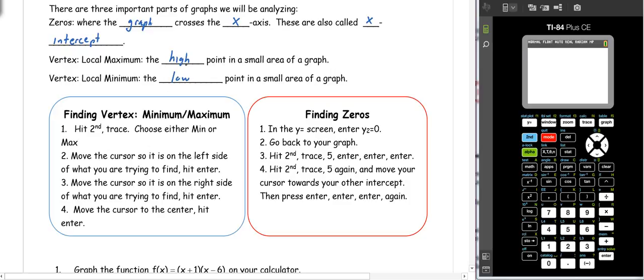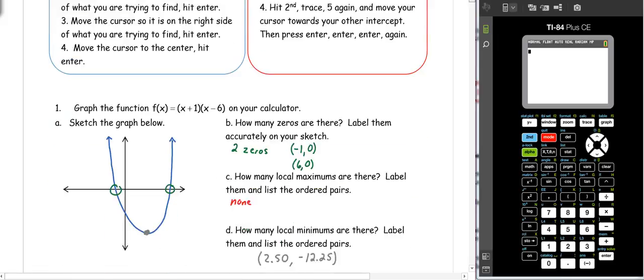So the boxes here are to remind you of the steps for later on if you're doing your homework and you get confused on how to find either the vertex or the zeros. So let's start looking at some graphing problems.